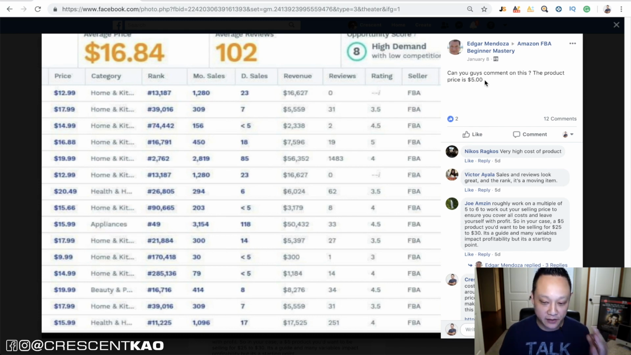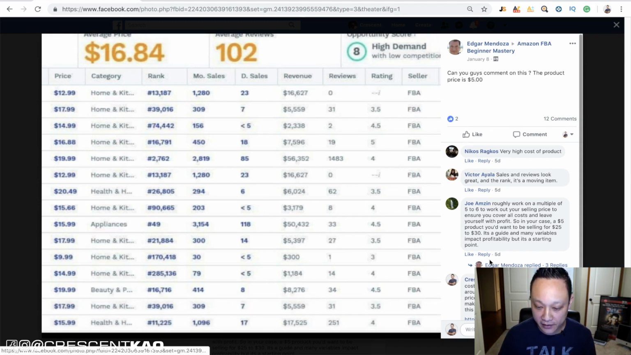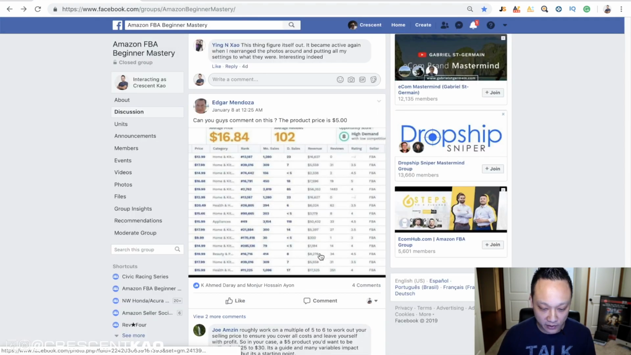And even if it's not, if it's another $2 to ship it, suddenly his cost is $7 plus the FBA fees of $5 or $6, which only leaves Edgar a couple dollars in profit, right? So it's not really worth your time. Make sure that there's enough profit margin there, which I suggest is around $5 or more, okay? And I think I responded to this. Sales is okay. Unit cost is way too high, all right? Let's move on.